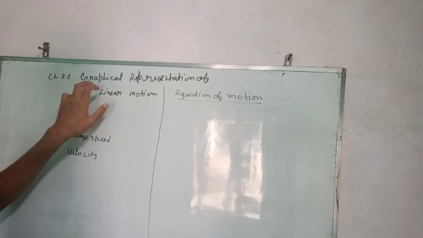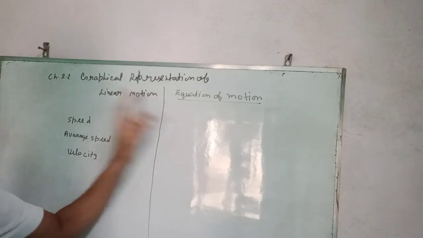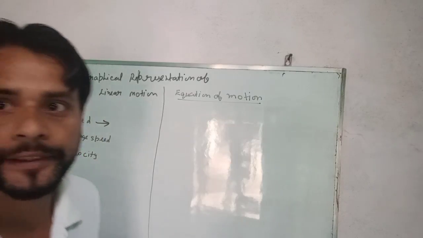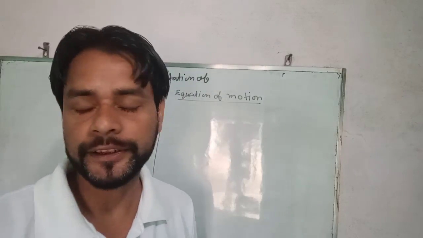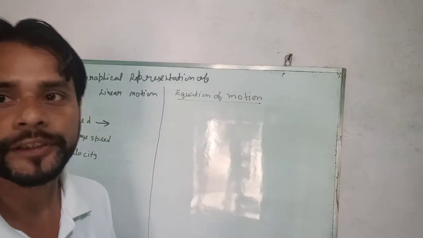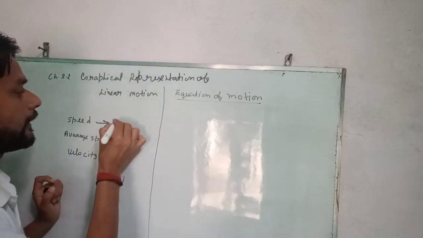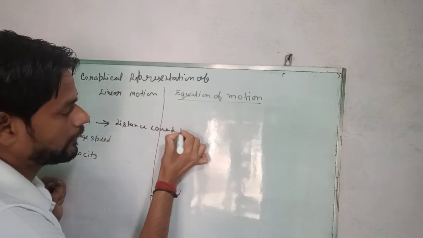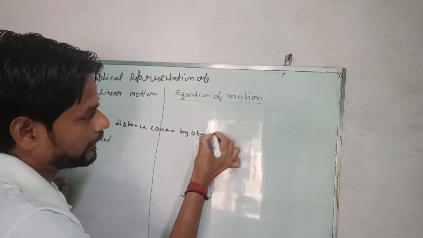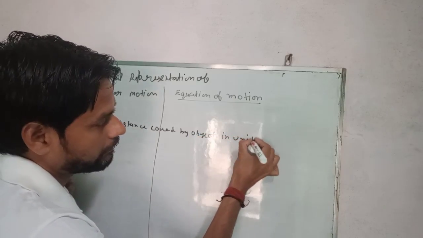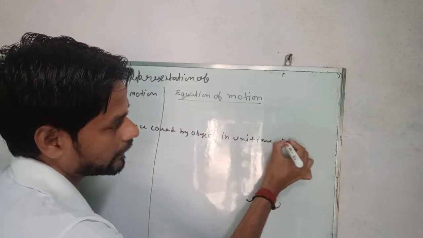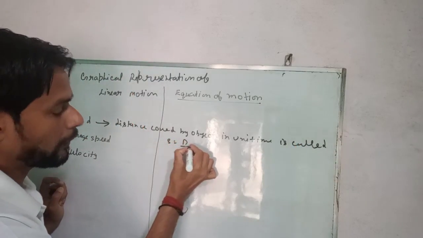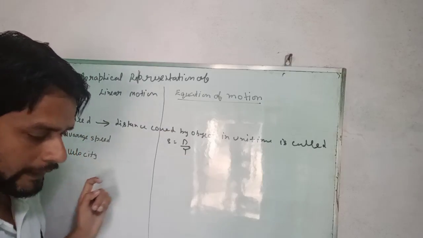Chapter 2.2, graphical representation of linear motion. Firstly, we read the speed. What is the speed? The total distance covered by the object in unit time is called the speed. The formula of the speed is distance upon time.